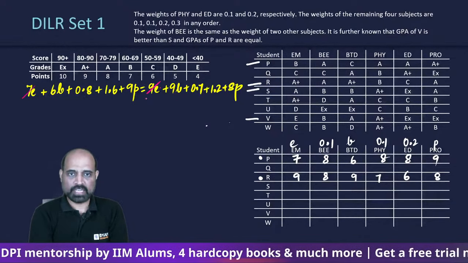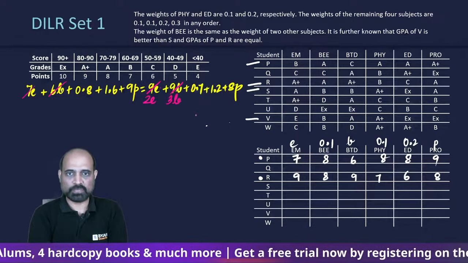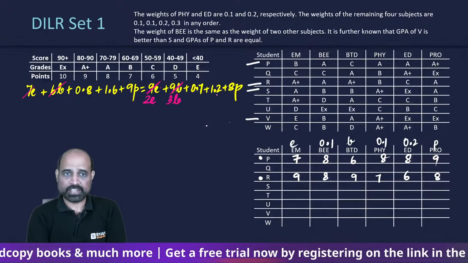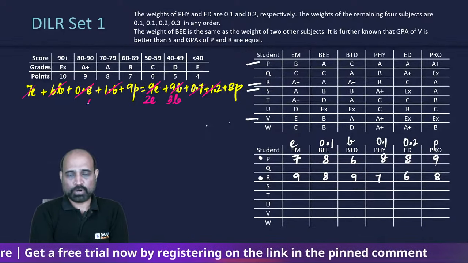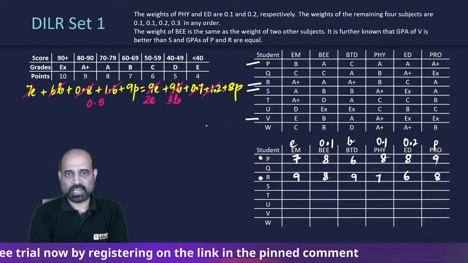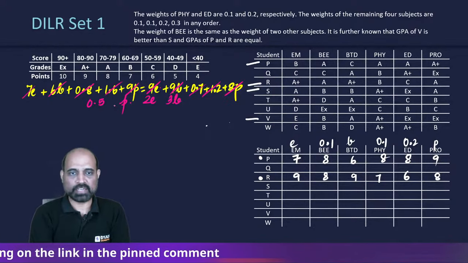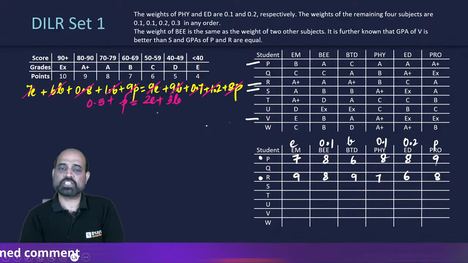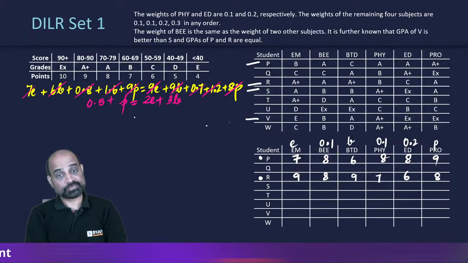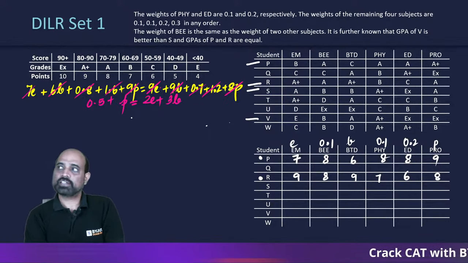7E and 9E will make this as 2E. 6B and 9B will make this as 3B. We have 1.9 here, that is perfectly fine. So 0.5 will be left, and 9P and 8P will give me a P. So we will have 0.5 plus P is equal to 2E plus 3B. Okay, now we can put in the values.